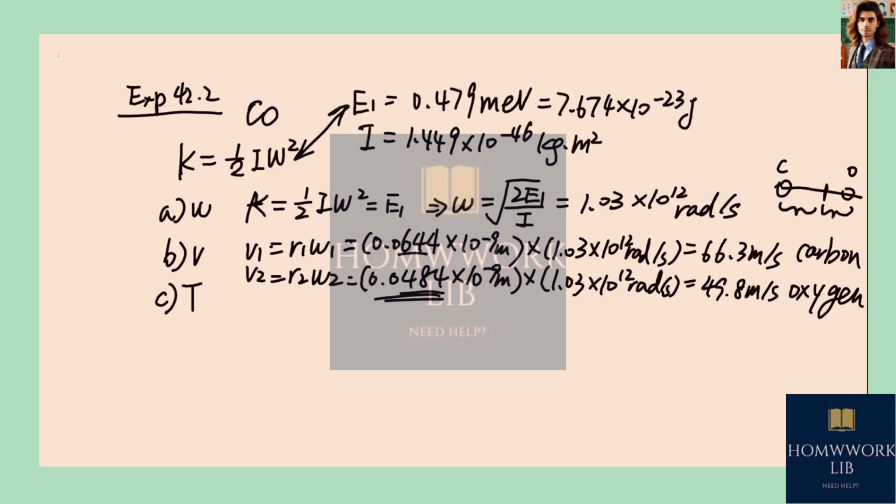So finally, we need to look at the period, and we can find the period if we already know the angular velocity. We'll just do 2 pi over omega to find the period is 6.10 times 10 to the negative 12 second.